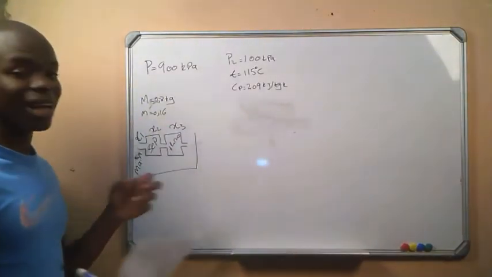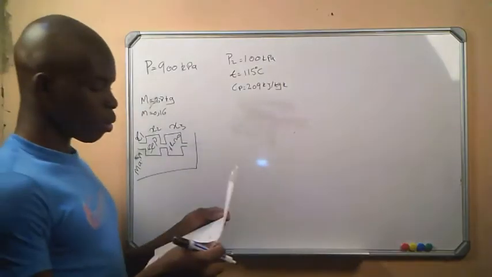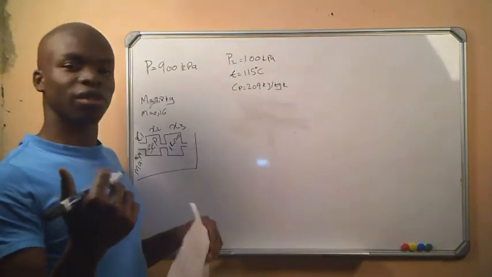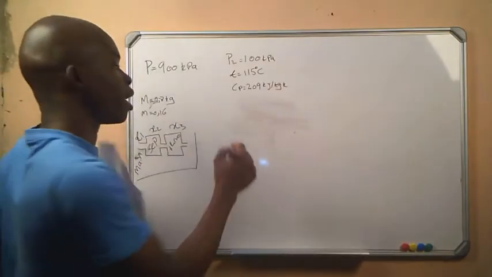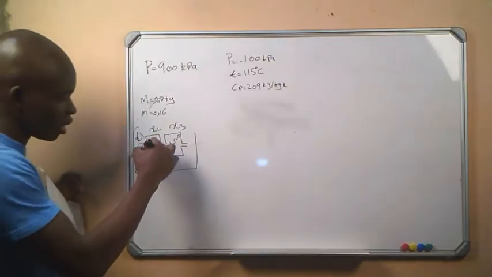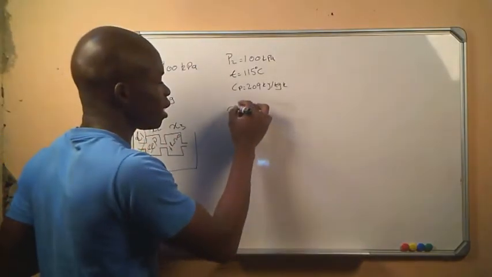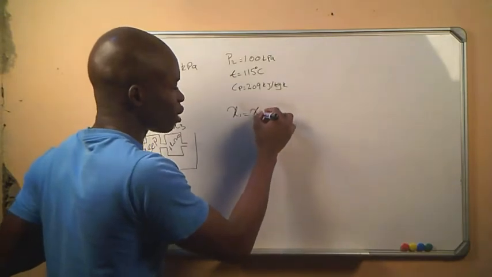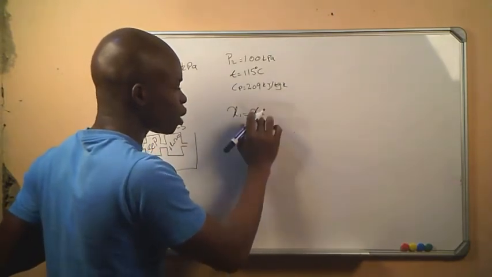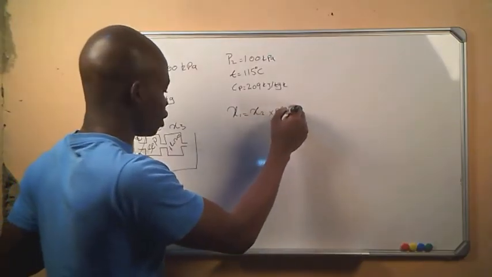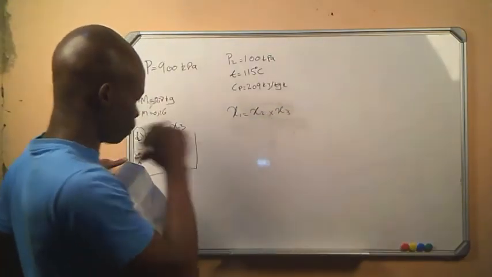So we must use the diagram that they gave us. We were told to calculate the dryness fraction of the steam at the main, which is x1. We know that x1 is equal to the dryness fraction of the steam at the separator times the dryness fraction of the steam at the throttler.